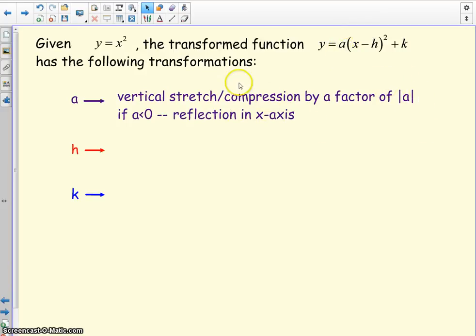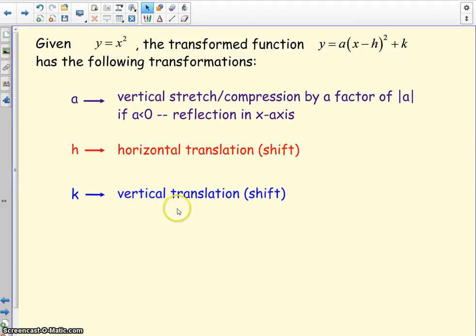So what I'll do after is I'll apply all this to the one we just did, just so we can name the transformations. But the a tells us how narrow or how wide our parabola is, whether it's been vertically stretched or compressed compared to y equals x squared, and if it's negative, it tells us we have a reflection. Okay, h, as we saw on the graph, tells us how much we've shifted left to right, so we call that a horizontal translation or horizontal shift. And for our k value, same idea, but it's a vertical translation or a vertical shift.